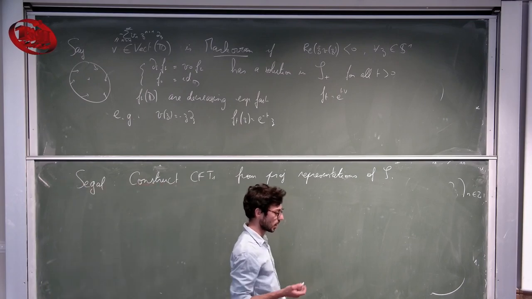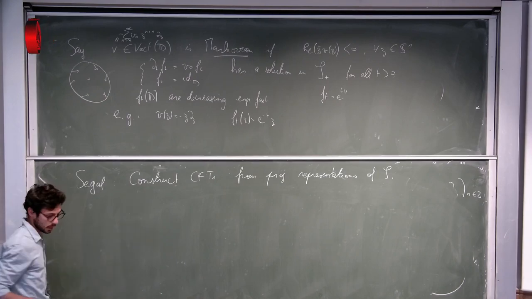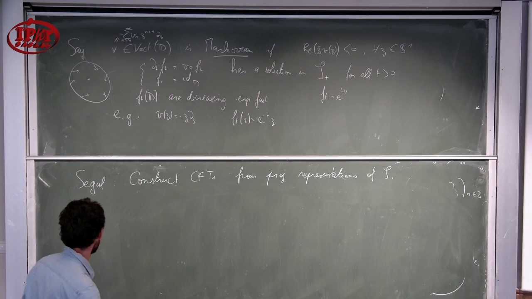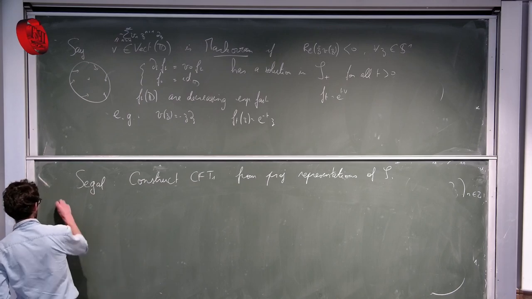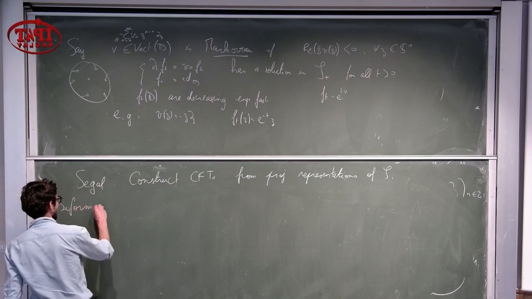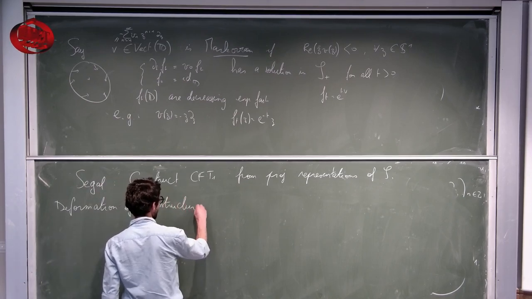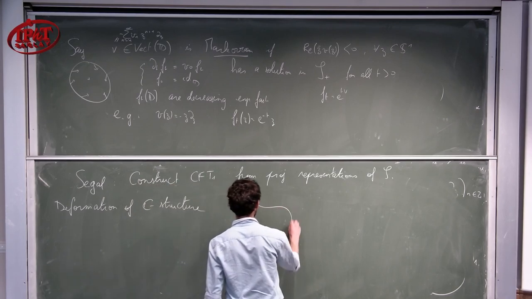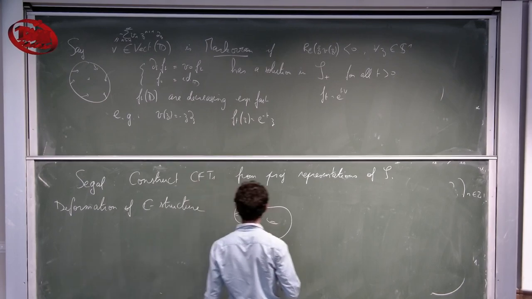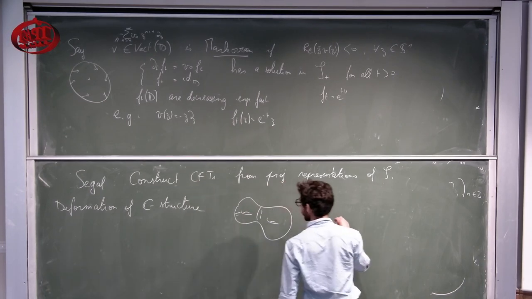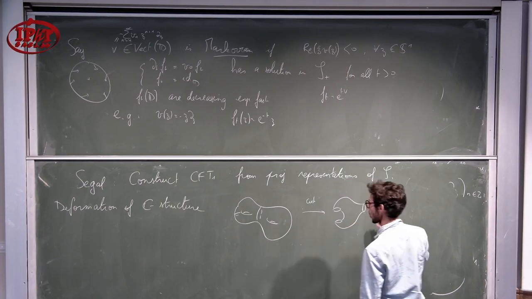When you do CFT, you're interested in Riemann surfaces in general. The reason why the semigroup of annuli is important for this is that it allows you to deform complex structures of arbitrary Riemann surfaces. So if you want to move inside Teichmuller space, let's say you have a genus 2 Riemann surface, what you can do is cut around some simple closed curves. So here you would obtain maybe spans and other simpler surfaces.